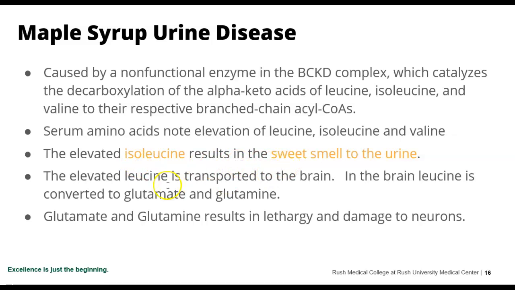to the urine. The elevated leucine is transported to the brain, and the leucine is converted to glutamate and glutamine, and this damages neurons. So the sweet smell to the urine is because of isoleucine, but the real problem is this leucine that results in neurologic damage.